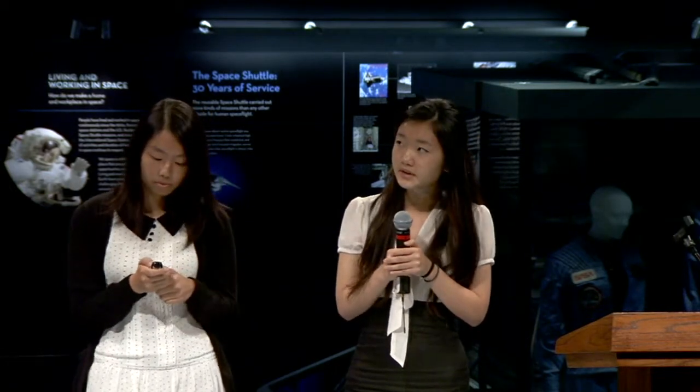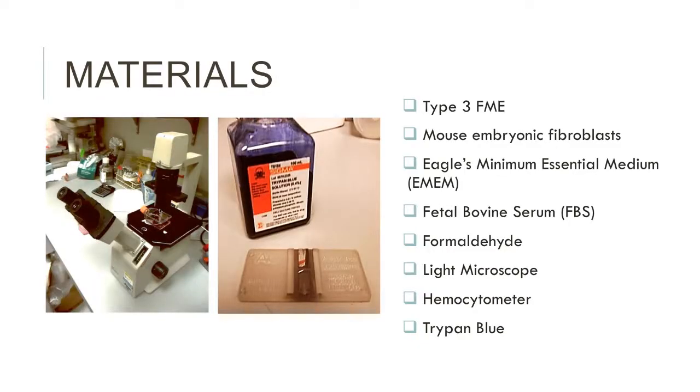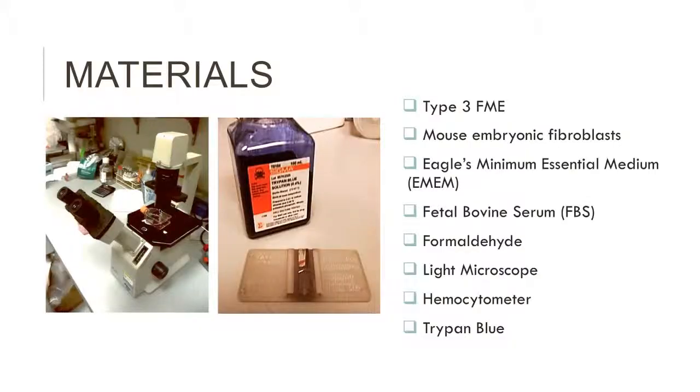So some of our materials are a type 3 FME, mouse embryonic fibroblasts, Eagle's minimum essential medium, and fetal bovine serum, which both contain nutrients and amino acids needed for cell growth. Formaldehyde, which is our inhibitor, which stops the growth of cells. A light microscope to observe the cells, a hemocytometer to count the cells, and trypan blue to stain the cells so we can determine which are alive and dead.